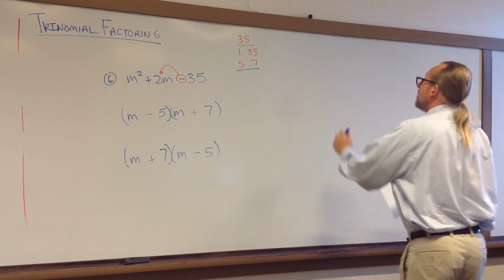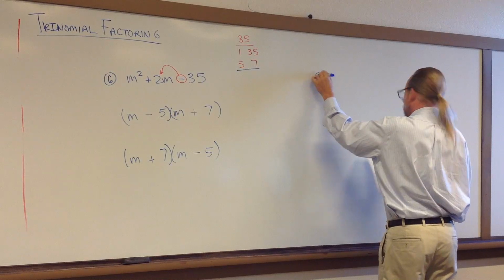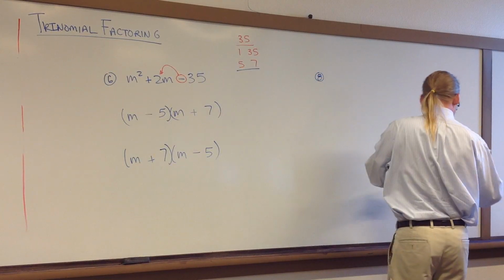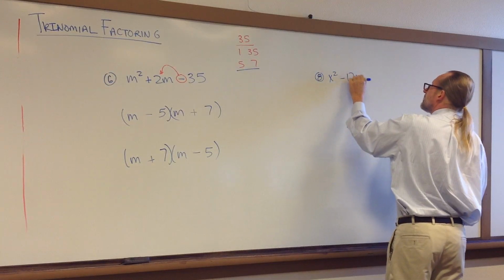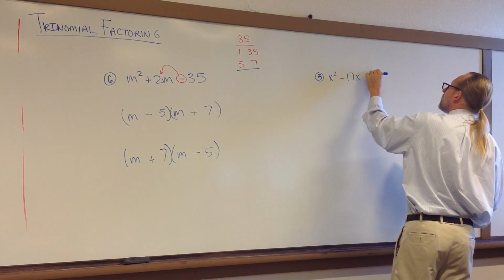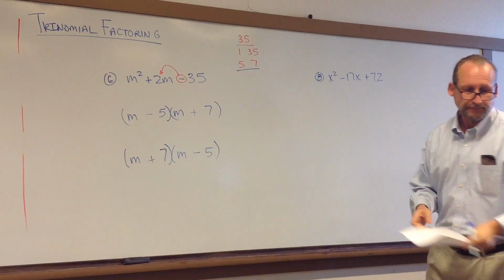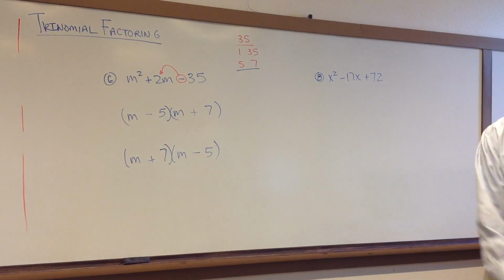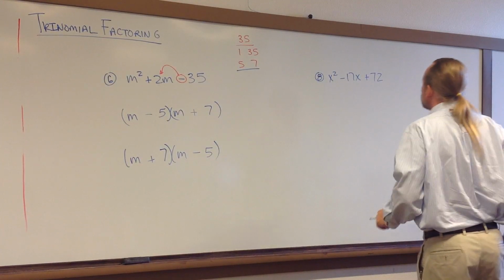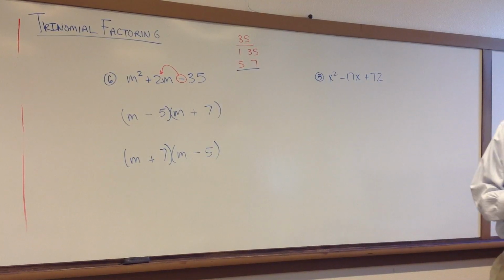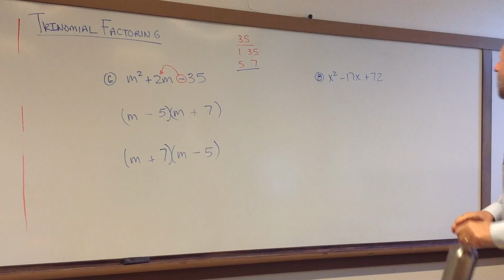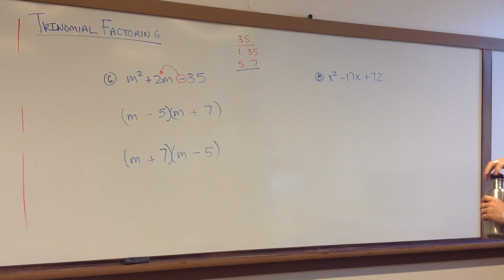Let's see here, problem 8. Excuse me. x squared minus 17x plus 72. Okay, so in this one, 72 has a lot of factors. It's one of those numbers that is divisible by a lot of other numbers.